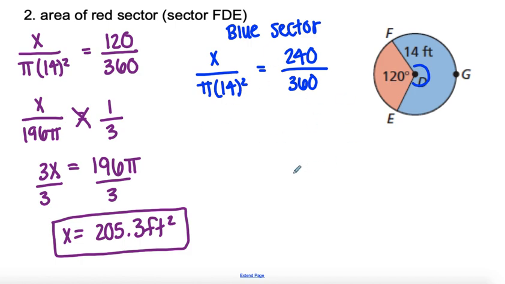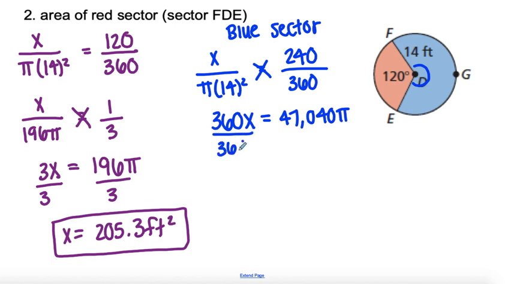And I want to go through this one instead without simplifying my fractions, because it still works that way. So I want to go straight to cross multiplying. So I get 360x is equal to, and when I do 14 squared, that's 196. 196 times 240 is 47,040 pi. And I'm going to divide both sides by 360. And so when you put that in your calculator, you should get that the area of the blue sector is 410.5 feet squared.